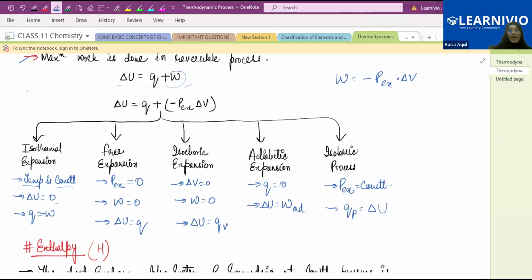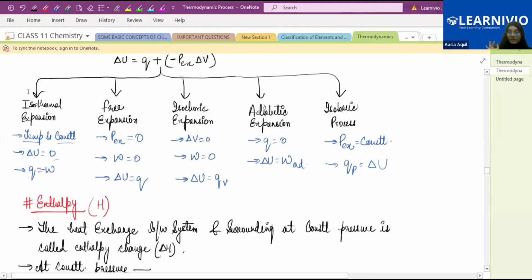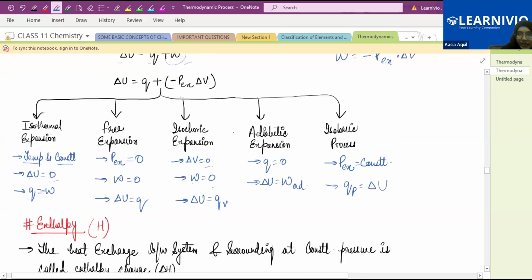Okay. Third one, isochoric expansion. Isochoric means the volume becomes constant. So volume की value क्या होगी? Zero. The change in volume becomes zero. And if the change in volume becomes zero, so W will become zero. And delta U, the change in internal energy, is equal to QV. So see here in this equation, if the value of delta V इसकी zero हो जाएगी, it's zero. So what will happen? Delta U equals Q.